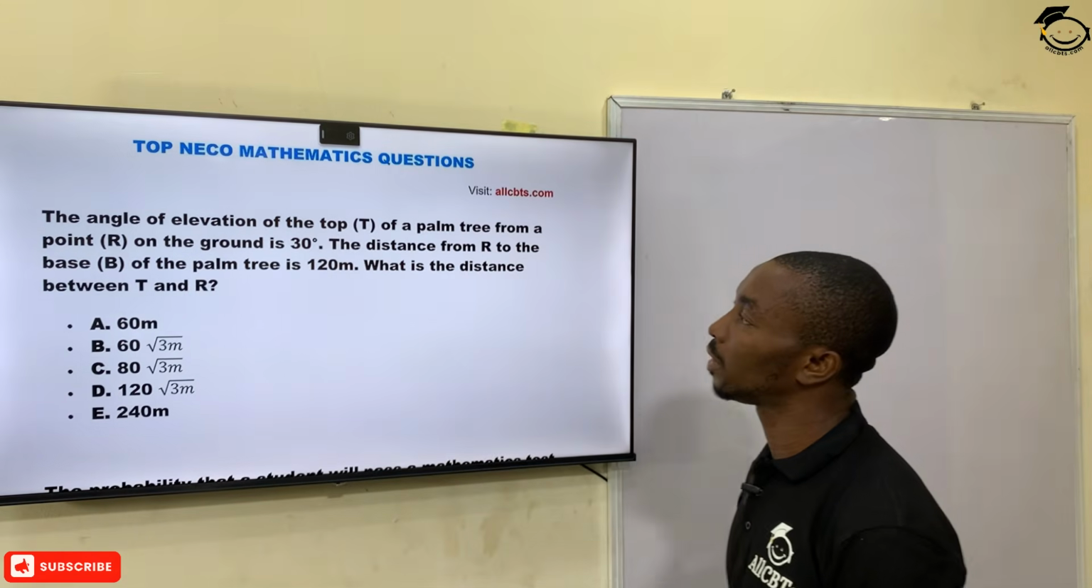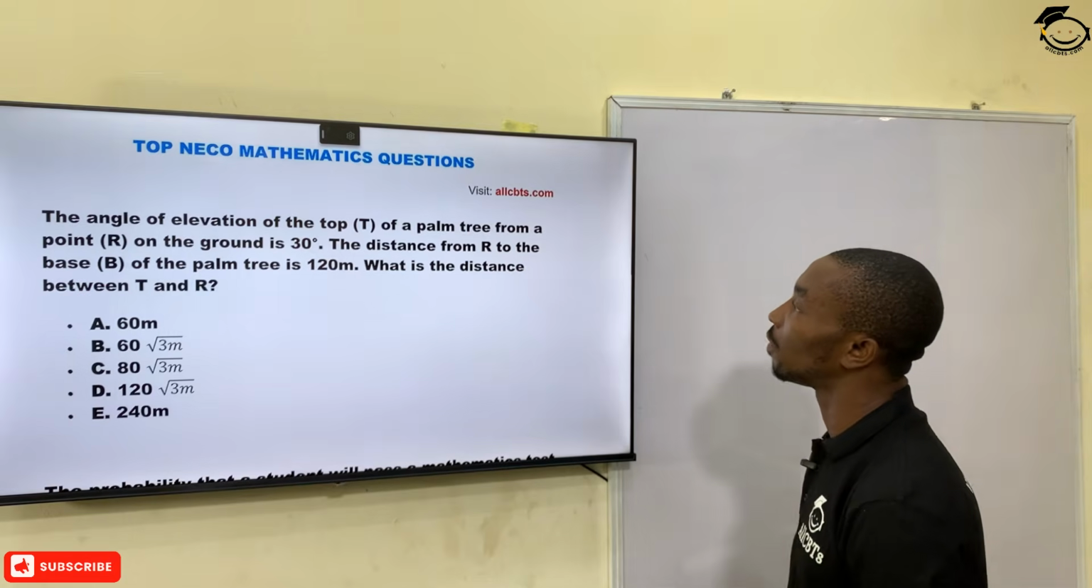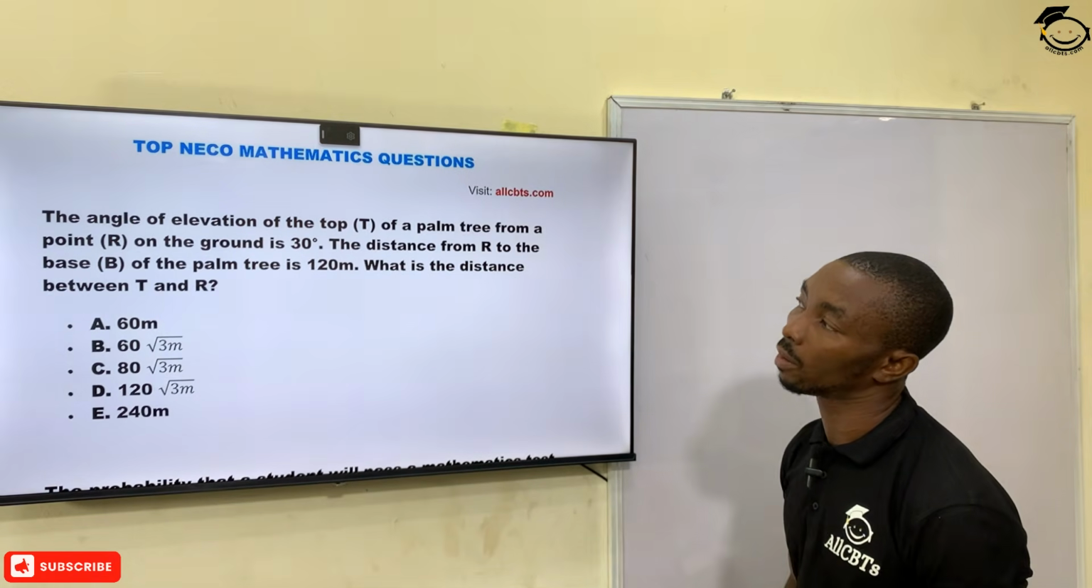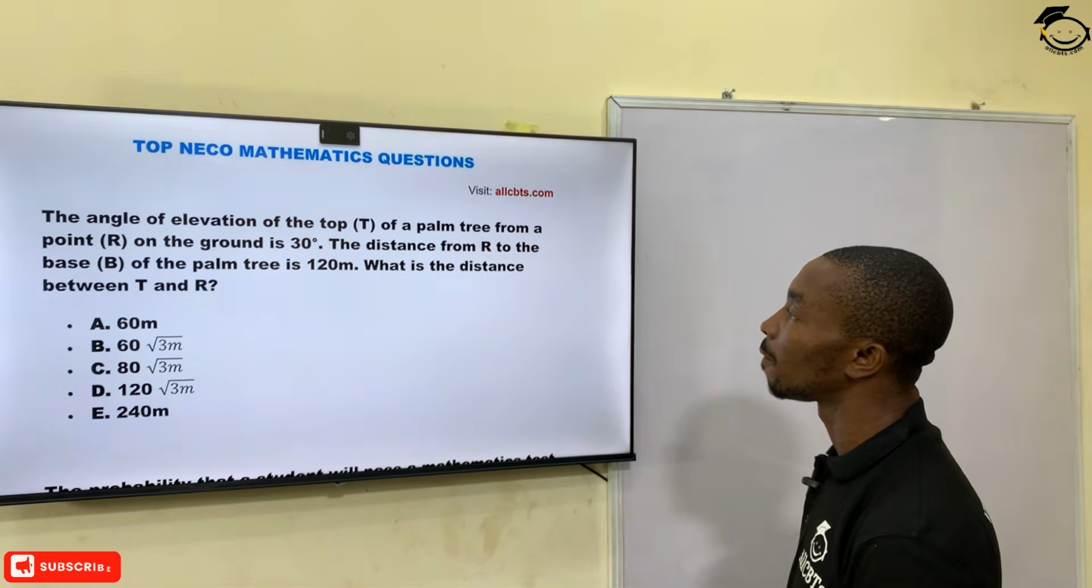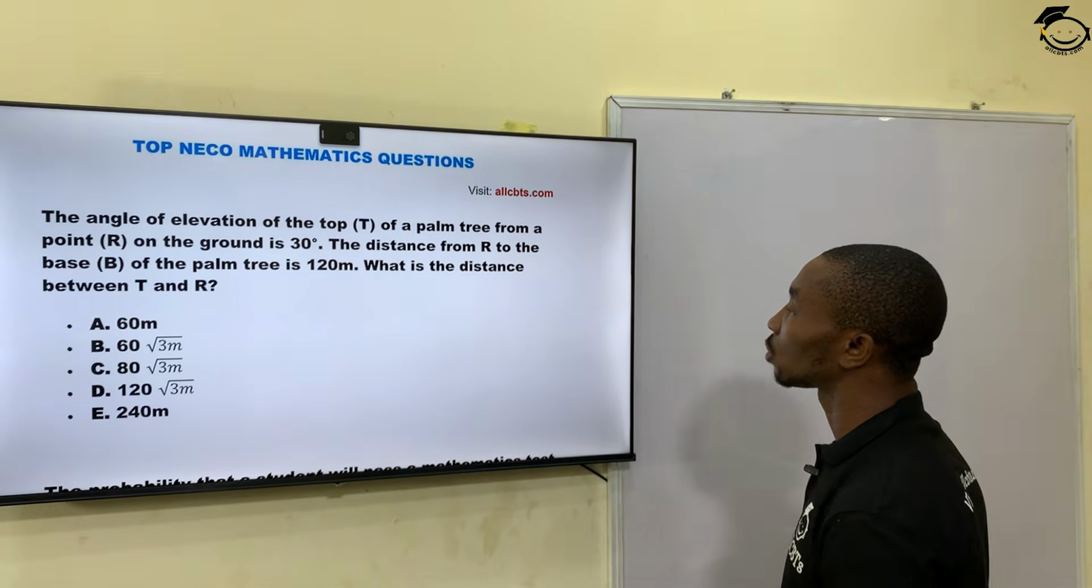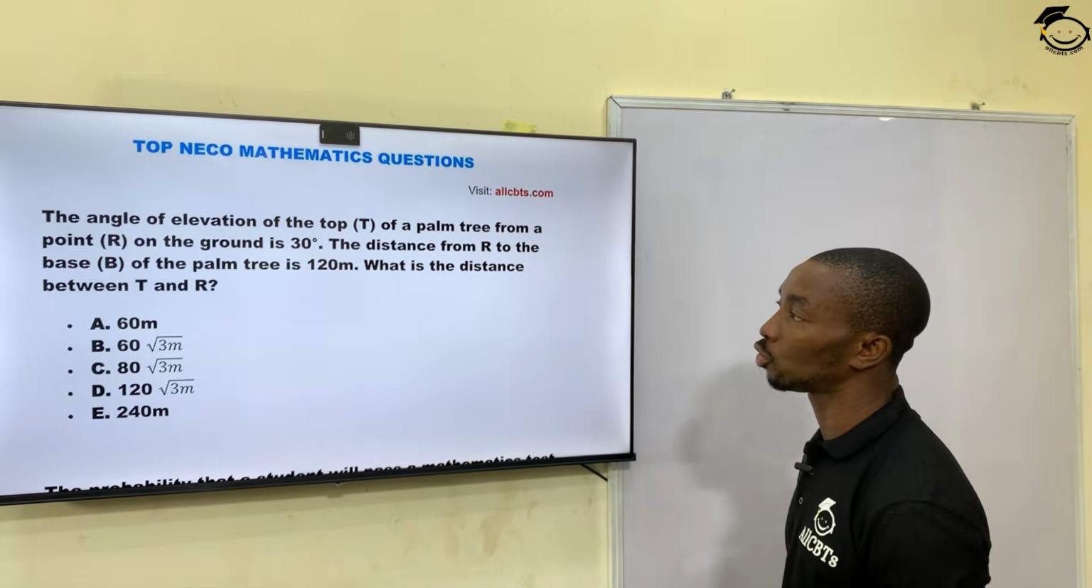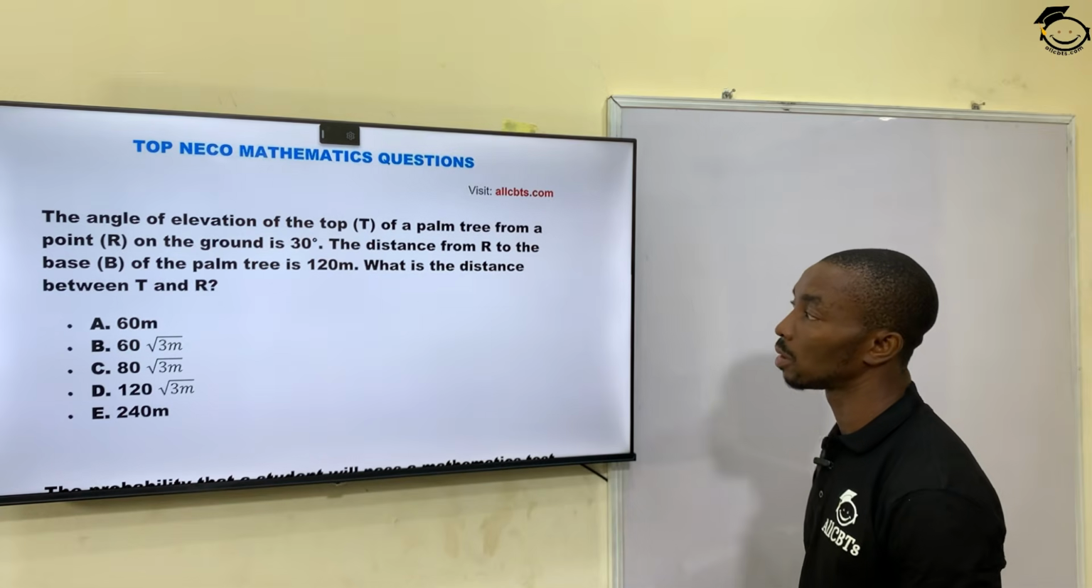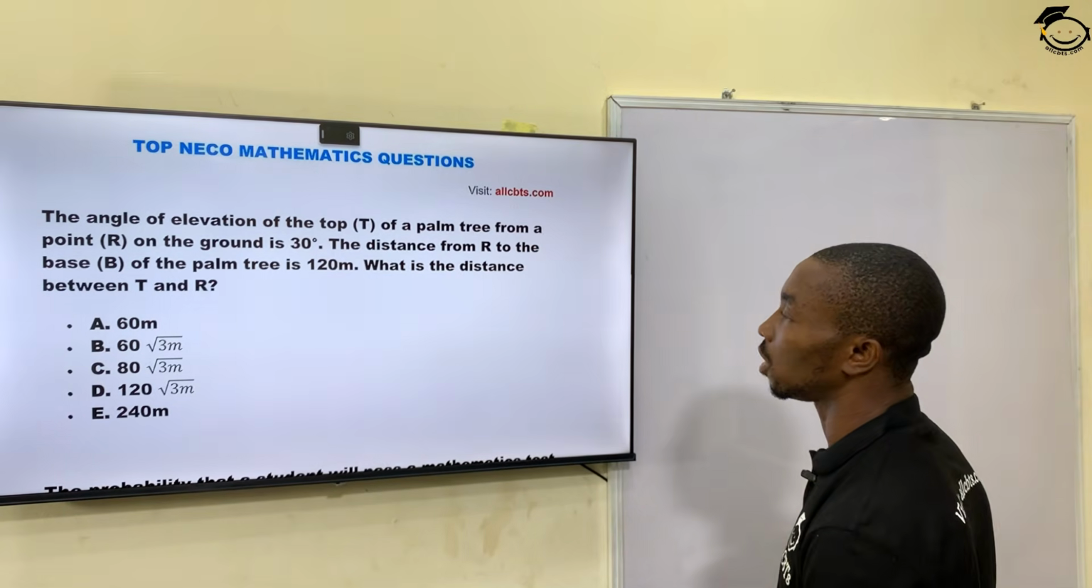The angle of elevation of the top T of a palm tree from a point R on the ground is 30 degrees. The distance from R to the base of the palm tree B is 120 meters. What is the distance between T and R?